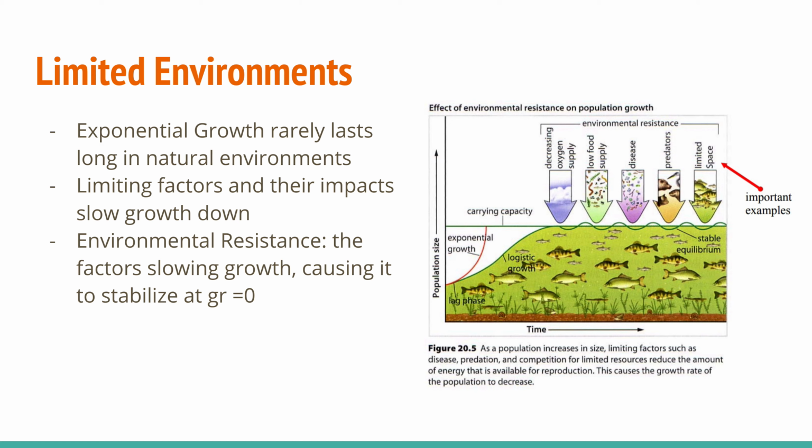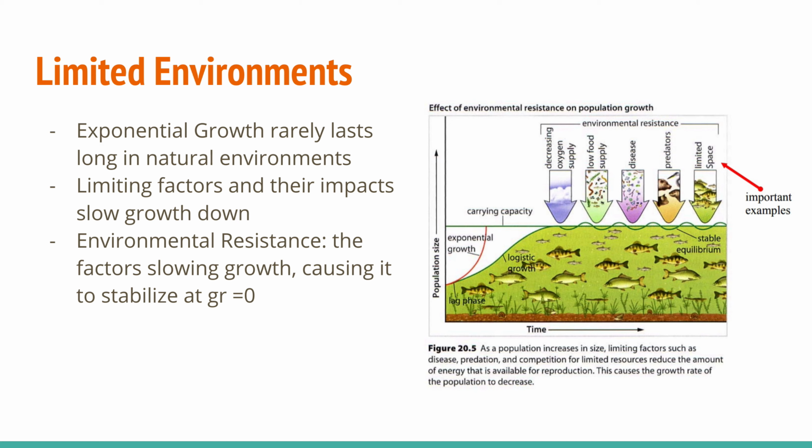All of these ensure that exponential growth rarely lasts long in natural environments, and it tends to make ecologists very, very nervous when it does. And that's because the limiting factors will slow it down. And if the limiting factors aren't slowing it down, the population runs a risk of massively overshooting the carrying capacity, which is bad times.